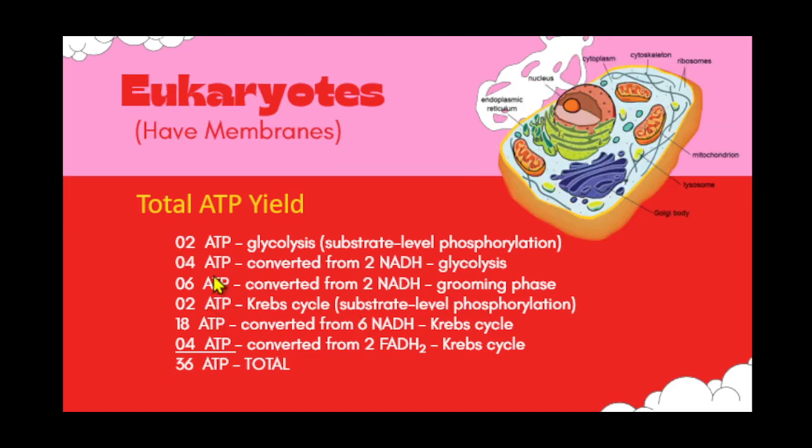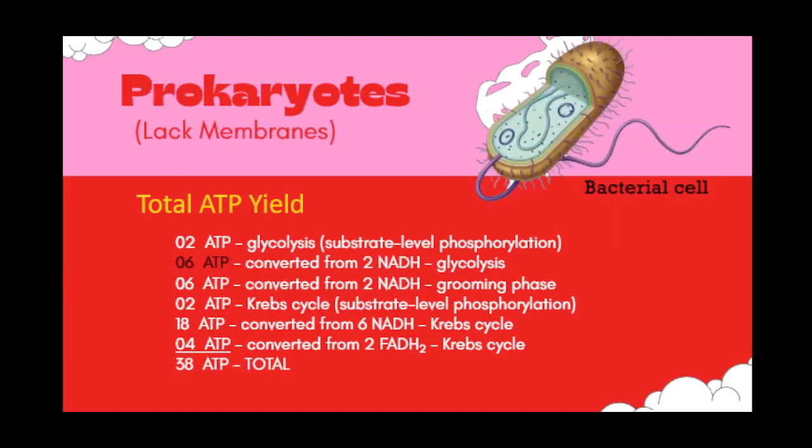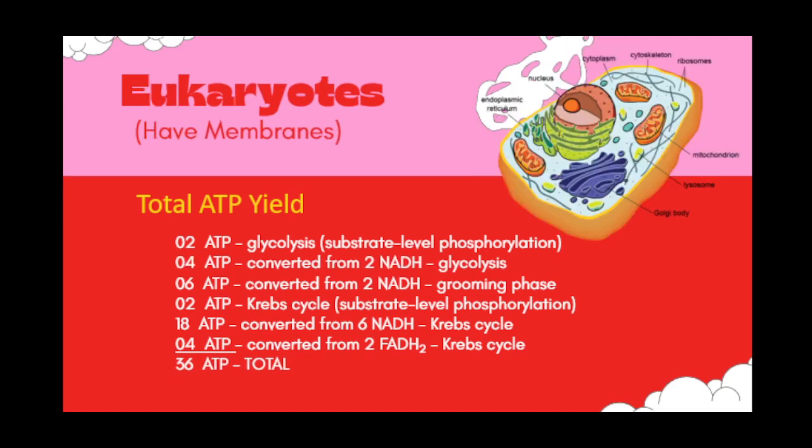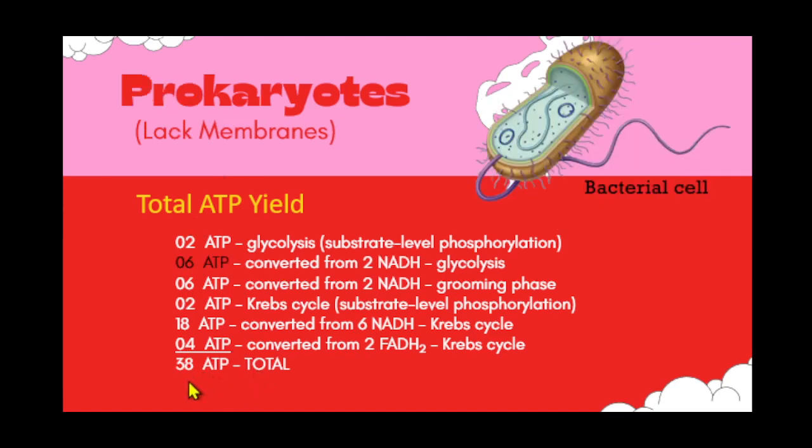So if you look at it, it's different from prokaryotes and eukaryotes, right? So what makes it different? The answer is because eukaryotes have membranes. So they have to go through different membranes, and going through membranes requires energy. That is why in eukaryotes they have fewer total ATP. So 36 ATP here and 38 ATP in prokaryotes.